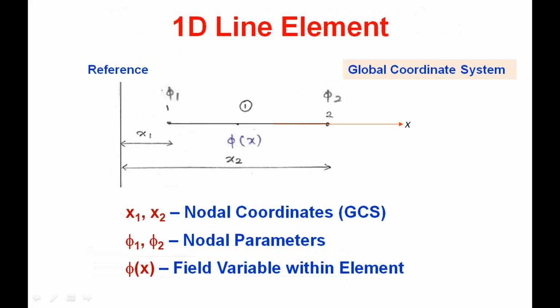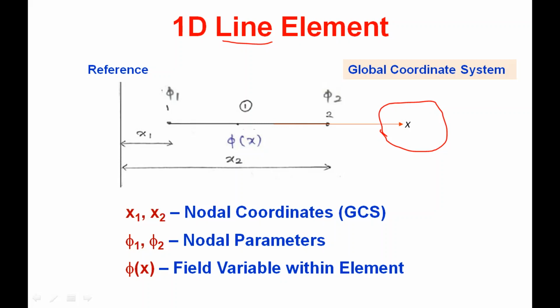So what is a one dimensional element? As we discussed, if the field variable of the given structure is changing along only one direction, let us say the x direction, then we are able to solve that problem by using the one dimensional line element. It is called a line element because the shape of the element is like a straight line. So that is why we are calling it a line element.